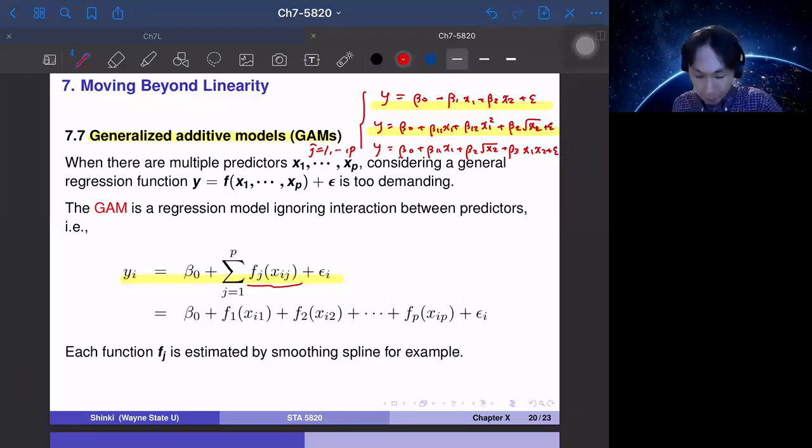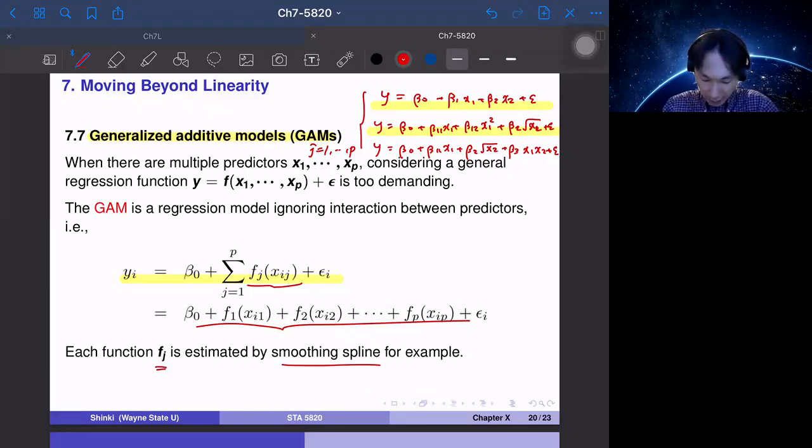But we assume that the interaction does not exist. So we don't have a term such as x1 times x2 or x1 times x3 times x5. We don't have those terms. It's just a summation. So we need some simplification, at least if the situation is complicated. This is called the generalized additive model. fj is, for example, estimated by a smoothing spline.